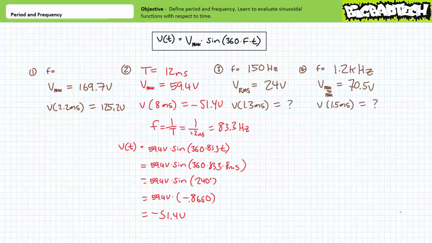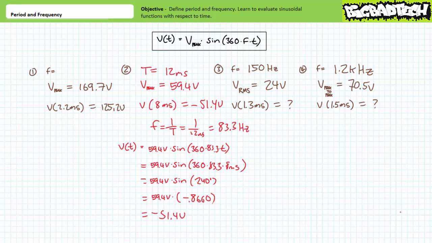For the second example problem, we're being given a peak value of 59.4 volts and a period of 12 milliseconds. A period of 12 milliseconds is equal to a frequency of approximately 83.3 Hz. Our time-variant sine wave function resolves itself into 59.4 volts times the sine of 360 times 83.3 times the time of interest. Substituting 8 milliseconds, the expression in the parentheses yields an angle of 240 degrees. The sine of 240 degrees is approximately negative 0.8660, and multiplying this times a peak value of 59.4 volts yields approximately negative 51.4 volts.